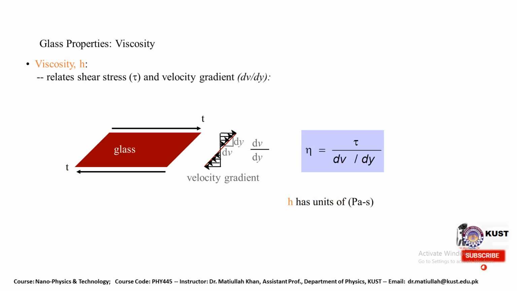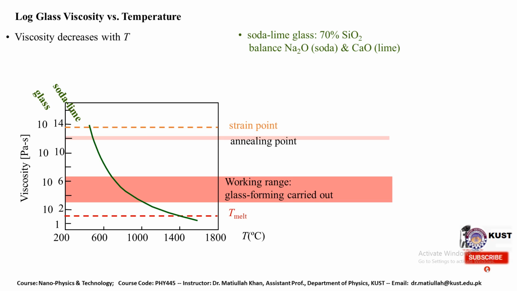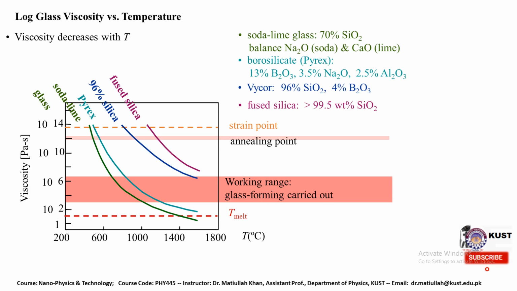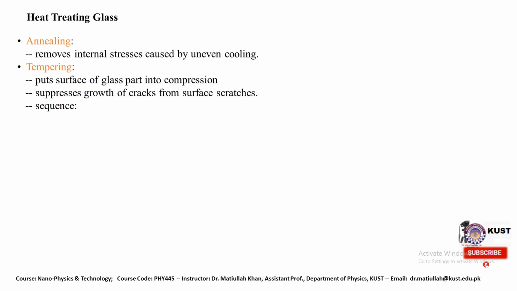We have glass properties that include viscosity as well, which relates the shear stress and velocity gradient, and this slide describes those particular properties. We have glass viscosity versus temperature drawn for some particular materials. This is for different silicas, such as soda lime, Pyrex, 96% silica, and fused silica, that are often used in it.